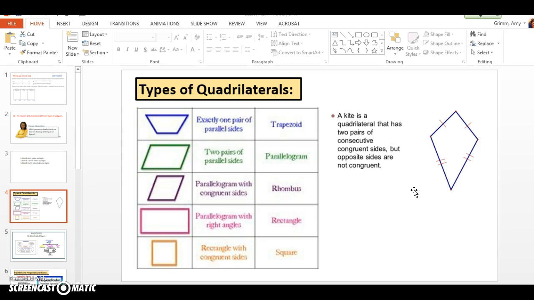So we have trapezoid. Trapezoid is the one that I feel like kids always have trouble with. Basically, it has one set of parallel sides. A traditional trapezoid we usually think of as the one with two slanted sides, but it doesn't have to do that. It just has to have one set of parallel sides.